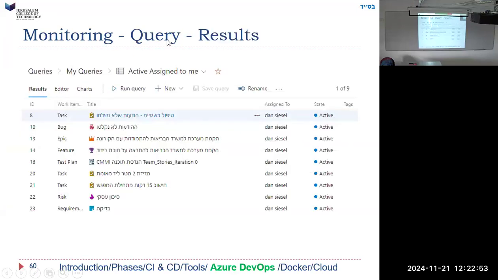So here are some examples, query results. I guess it's a query, he called it active and assigned to me. So you see that it's assigned to Dan Cecil because he made it, it's active. And these are all of the items, some of them are epics, some of them are features, some of them are tasks. He didn't specify, he could have said, give me all the tasks that are assigned to me. But he didn't, he said all the items, items is anything.